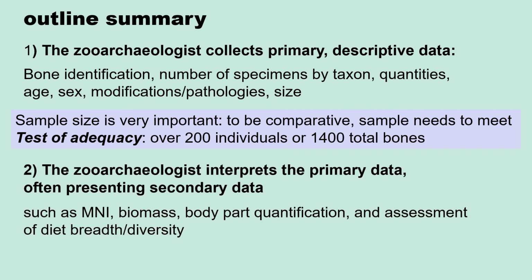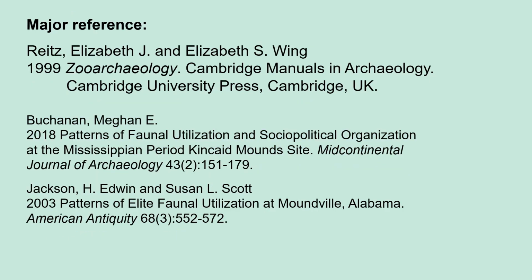The zooarchaeologist interprets the primary data and often presents secondary data, such as the minimum number of individuals, the biomass, the body part quantification, and assessment of diet breadth or diversity. If you'd like to learn more about what types of interpretations are given by the zooarchaeologist or faunal analyst, please watch the 3rd presentation in this series on faunal analysis.